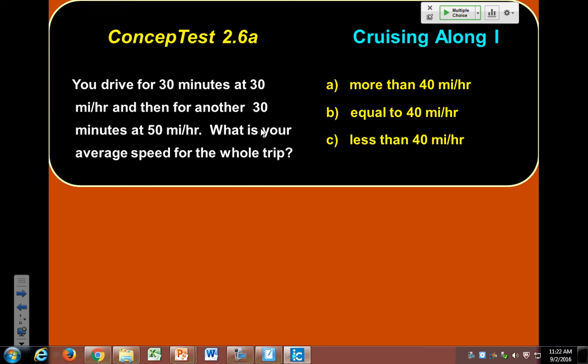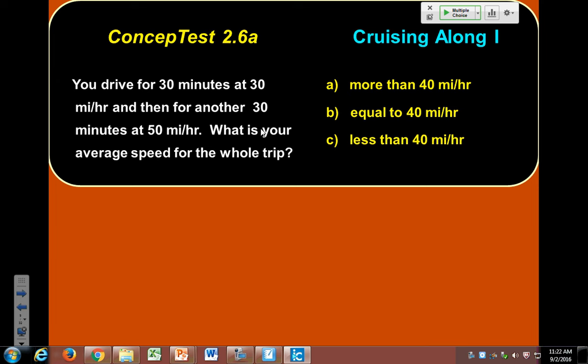You can check this. You can ask, well, gosh, how far do they go? 30 minutes at 30 miles an hour? How far are you going to go in half an hour at 30 miles an hour? You go 15 miles. 30 minutes at 50 miles an hour, you go 25. So I go 15 miles, I go 25 miles. That's a total of 40 miles in two 30-minute segments. So in 1 hour, I go 40 miles. Delta x over delta t is 40 miles per hour.